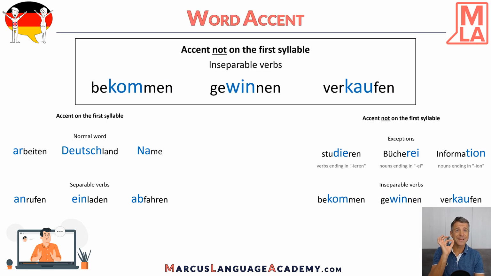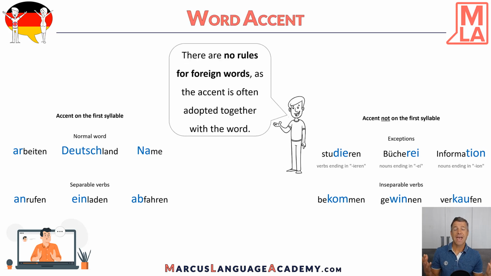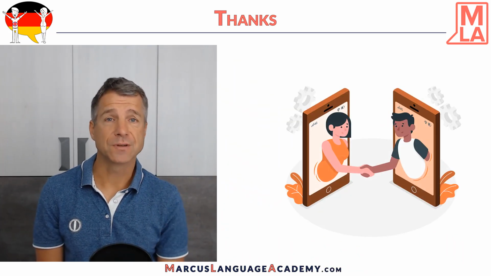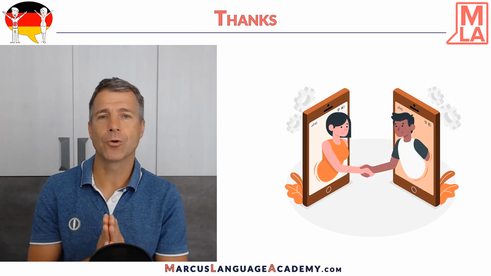And we also have a group of inseparable verbs. Here we normally stress the syllable after the prefix, like in bekommen, gewinnen, verkaufen. So it's not the first one. There are no rules for foreign words. If a foreign word enters the German language, normally it adapts the word accent of the original word. So this is a little bit about pronunciation of letters and combinations and the word accent.